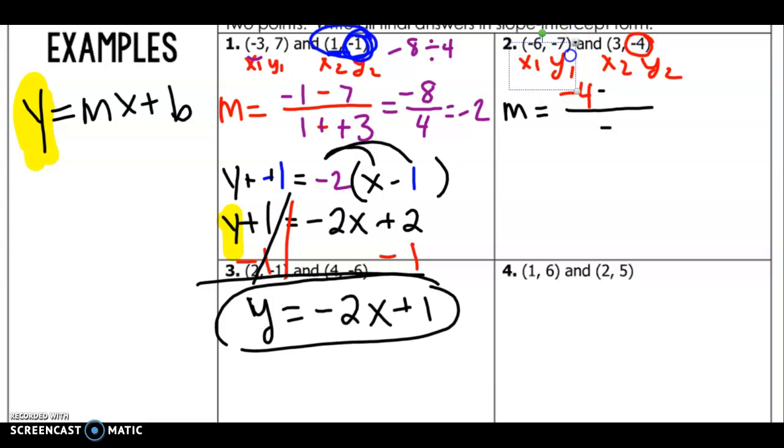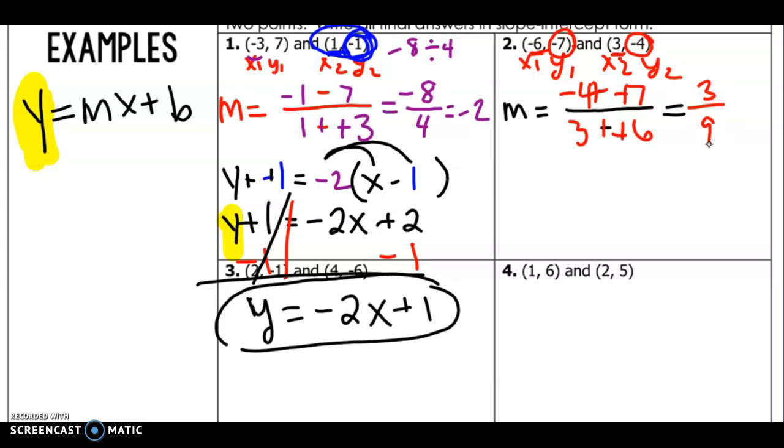Then minus negative 7. I'm going to put minus negative 7. And then on the bottom, we're going to do the 3 here minus the negative 6. Let me put my equal sign in there. These double negatives, again, turn to positives. So negative 4 plus 7 is going to give you 3, and then 3 plus 6 gives you 9.